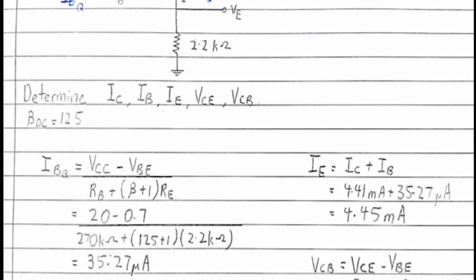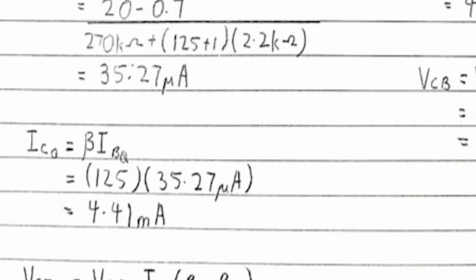Now we should do the calculation theoretically using formulas. First, to calculate IB, the formula is VCC minus VBE over RB plus (beta plus 1) RE. So the value of VCC from the circuit is 20 and VBE is 0.7 and the value of RB is 270 kilo ohm and beta is given 125 and the value of RE is 2.2 kilo ohm. So the value of IBQ is 35.27 microampere.